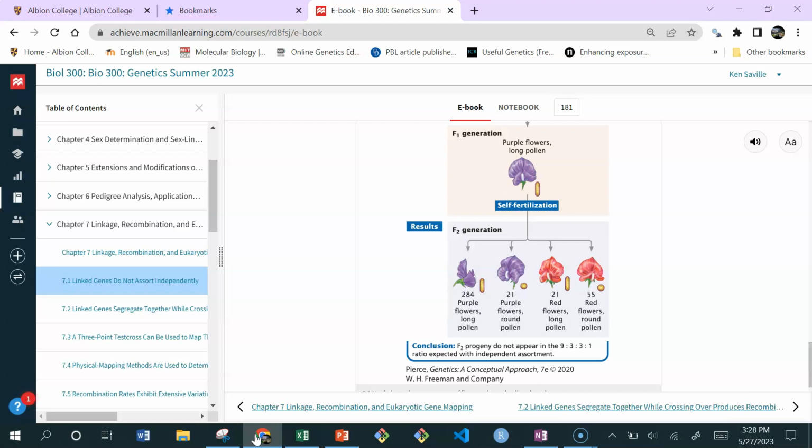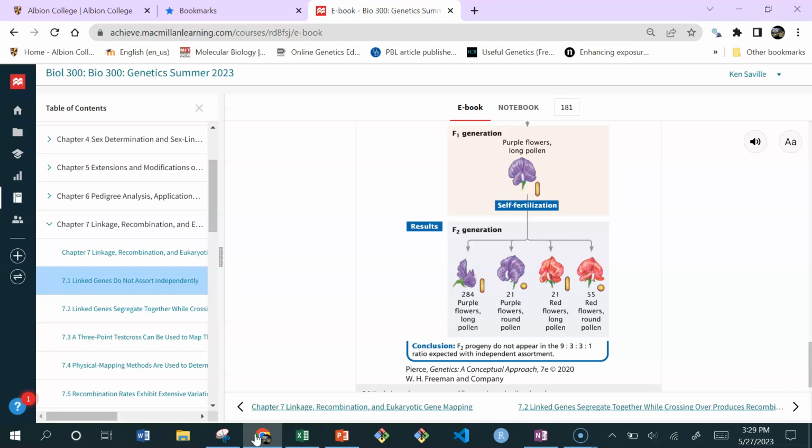Without doing any chi-square or anything, this is not 9:3:3:1. We've got a bunch, then we got 2 in the middle, and maybe these are the 3, but these are like 10 times less than 284 or more. So if it was 9:3:3:1, the 2 in the middle here would be 3 less than, like 284 divided by 3, which is not this. And 55 is more than that.